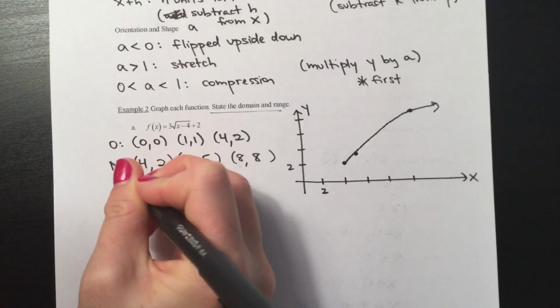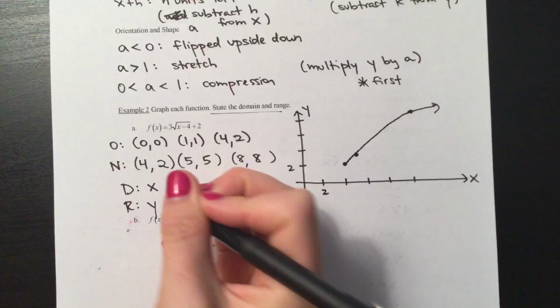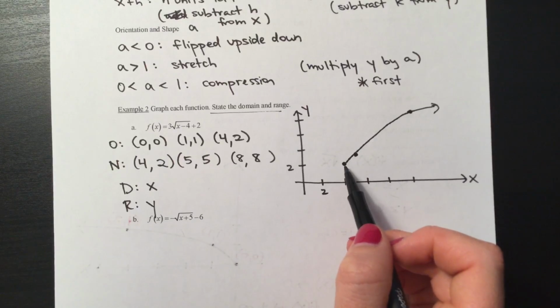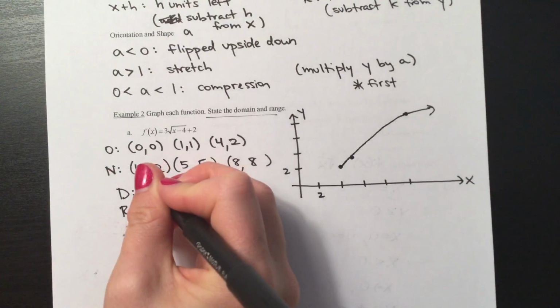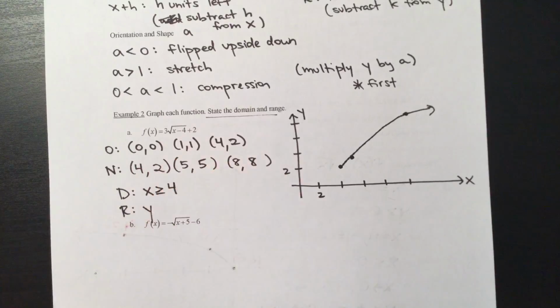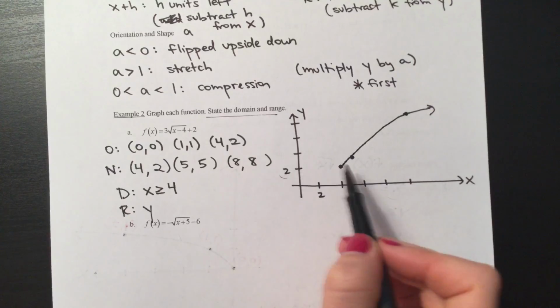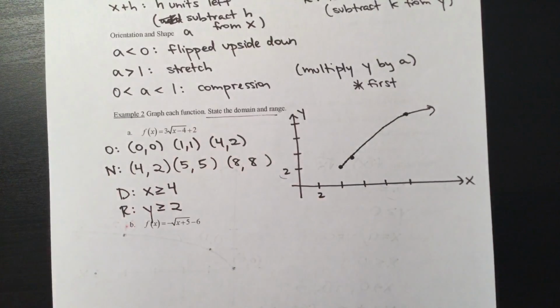Domain and range is always going to be the possible x values. I'm sorry, domain is the possible x values. Range is the possible y values. So you basically just see where it starts. The starting x value is 4. You don't have anything beyond that, and then it goes to the right. So it's all the x values that are greater than or equal to 4. And then the y values start at 2, and then they go up, so it's going to be greater than or equal to 2. Okay, so we've got our graph, we've got our domain and range.